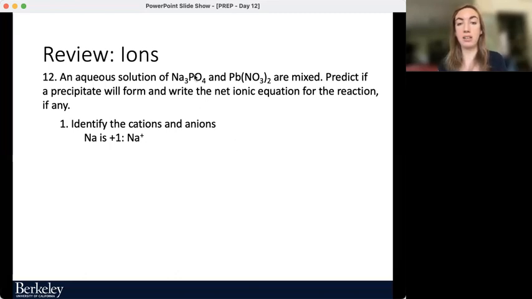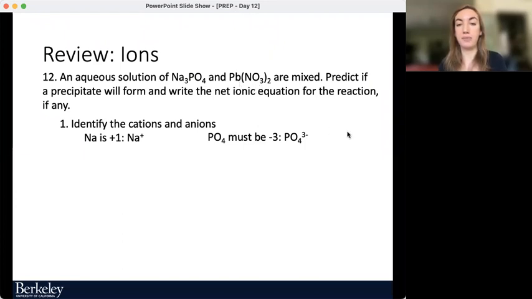I know that this whole compound must be charge neutral. It must have a charge of 0. So if Na is +1 and I have 3 of them, then PO4 must be -3. And so my ion from that compound is PO4 3-, which is how I write that it has a -3 charge. For my other compound, I have Pb and NO3.